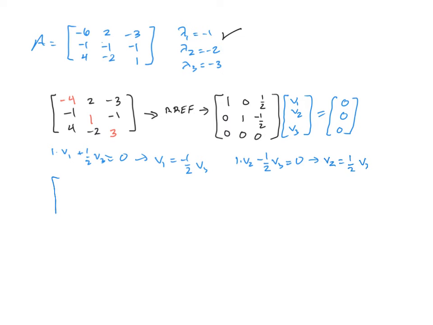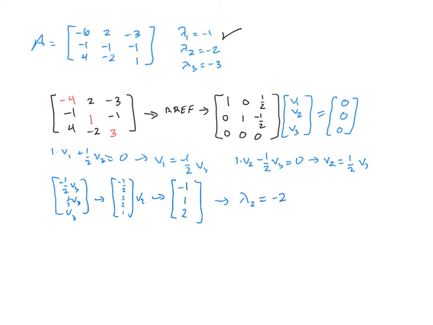So we put this together in vector form. We're going to have a -1/2 v3, 1/2 v3, and a v3. But again, we really don't want to keep this -1/2, 1/2, and 1 as our vector. So we're going to multiply the whole vector by 2. So we've got a -1, a 1, and a 2 being our eigenvector for lambda2 equals -2.